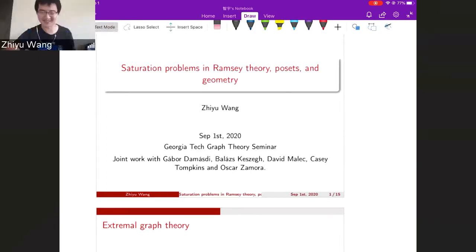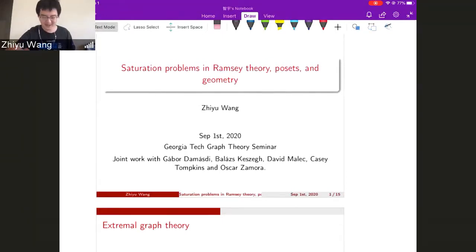I think the introduction is too formal for me. So today I'll just talk about some saturation problems, but it's different from the saturation problems that we heard before. It's more Ramsey flavored instead of extremal flavored. This is joint work with Gábor Damásdi, Balázs, David, Casey, and Oscar. Much of the work was done during a trip to Budapest.